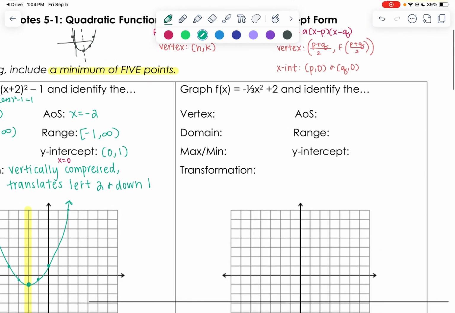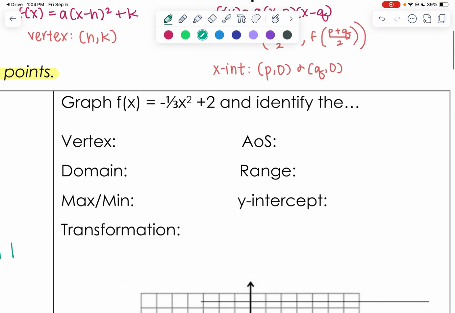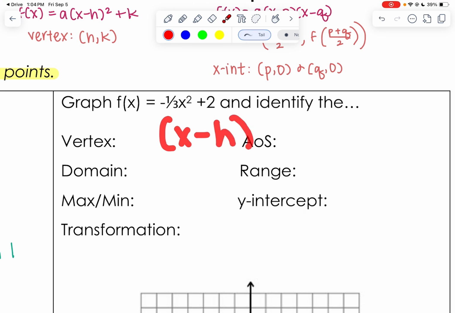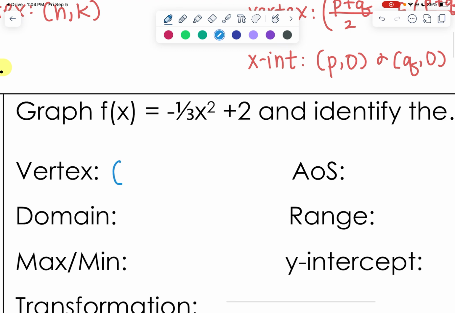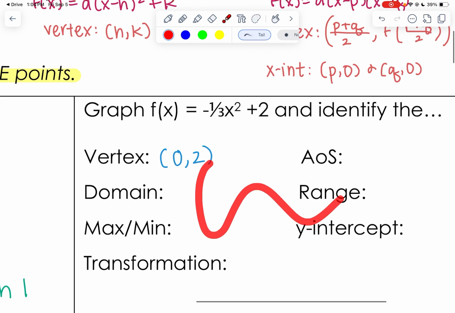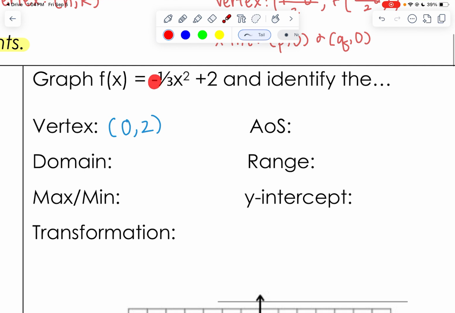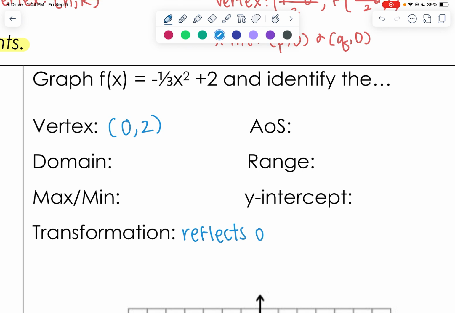So let's take a look at another one. Okay? So right here, I don't see anything inside, like there's no x minus h squared, so that would just be 0 is my x coordinate. This plus 2 I know is going to move it up 2, so (0, 2). And you can kind of do these out of order if you want to. It doesn't necessarily matter, because I'm seeing this negative and I'm thinking that's going to reflect it across the x-axis. So I know that for a transformation, it's going to be going down now, reflects over x-axis. Hopefully that 1/3, you're thinking, that's going to vertically compress it, similar to what we did on the last one.